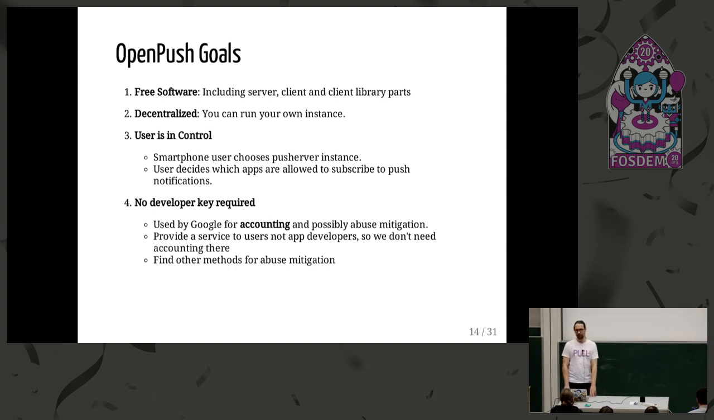Well, first of all, it's going to be free software, including server, client, and client library parts. It's going to be decentralized because we want people to run their own instances. And then we want users to be in control, which means the user of a smartphone can choose the push server instance they want to register with. They trust to handle their data and metadata. And this push server instance is then communicated to all the different servers corresponding to all the different apps on their phones.